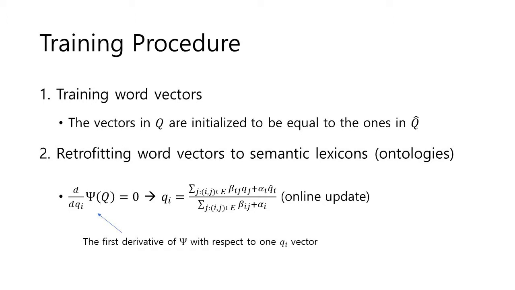The second step is retrofitting. Here we will retrofit Q with semantic lexicon ontologies. To minimize the objective function in the previous slide, we take the first derivative of the function with respect to one Qi vector, and by equating it to 0, arrive at an online update.